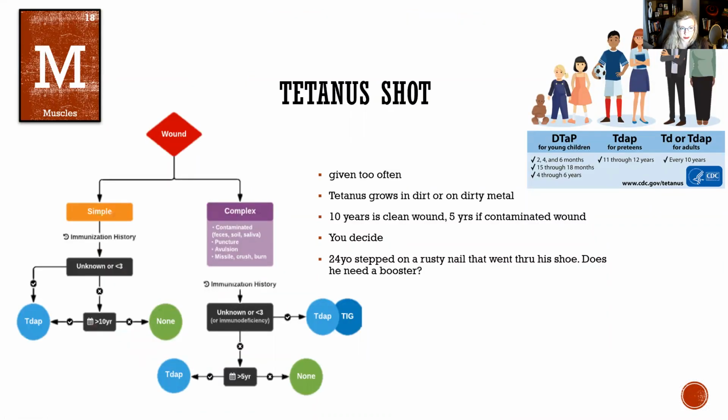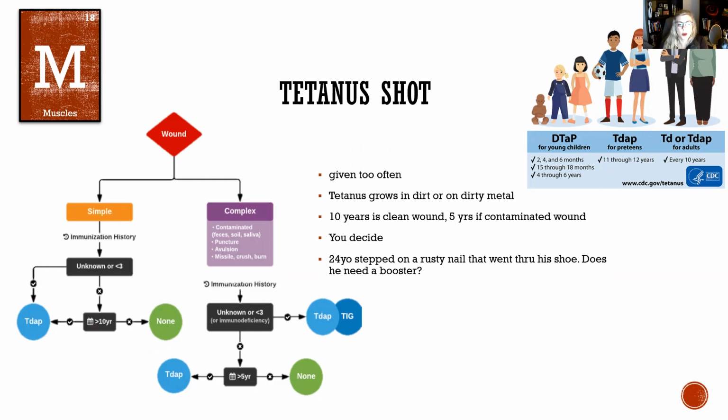So let's talk a little bit about the tetanus shot, because everybody knows about it, I think we give it a little bit too often. The general rule of thumb is that we give the tetanus booster every 10 years. Tdap, which is combined with pertussis, is given at 2, 4, and 6 months, and then again between 15 and 18 months, and then last at 4 to 6 years. So it's given quite a few times in our youth. And then Tdap is given once at about 11 or 12 years old, and that's the last time it's given.